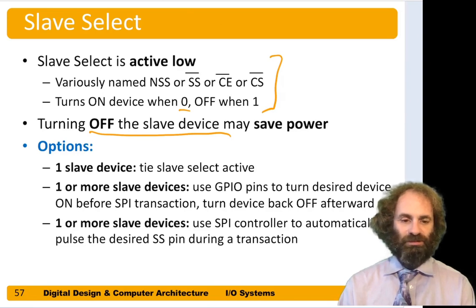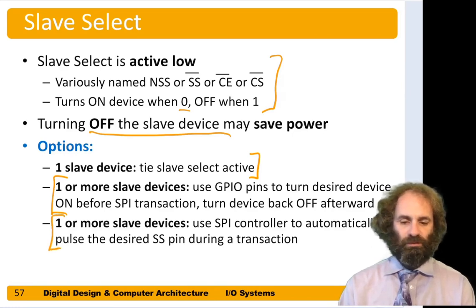So there are a variety of options of how to hook this up. If there's one slave device and you don't care about power consumption, you could just tie the slave select for that device low so it's always enabled. If there are multiple slave devices, you might use GPIO pins to turn on the desired device before the SPI transaction takes place and then turn it back off afterward.